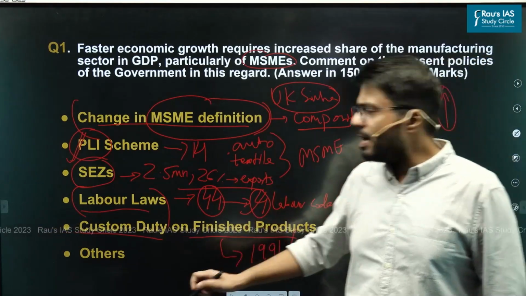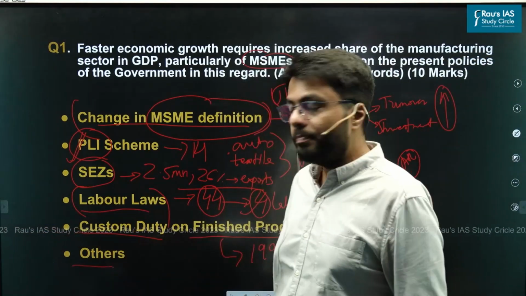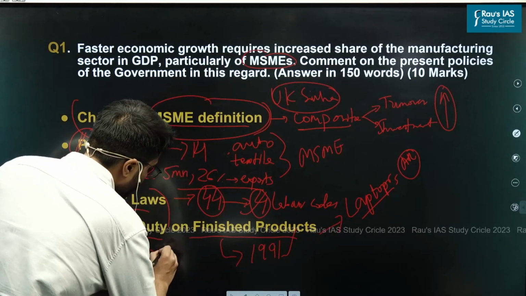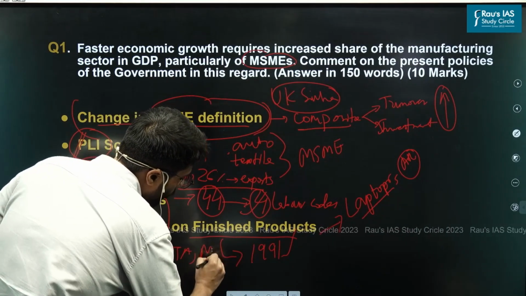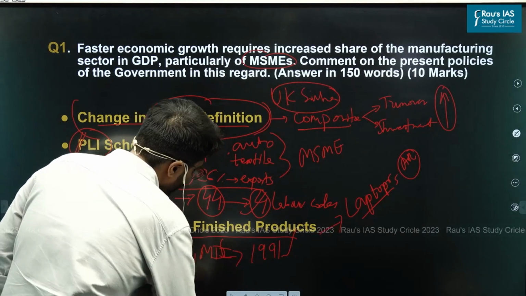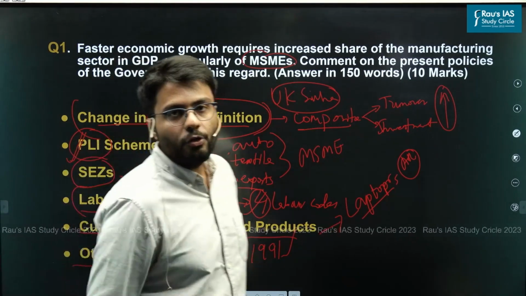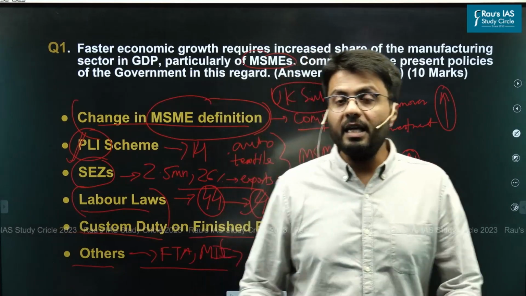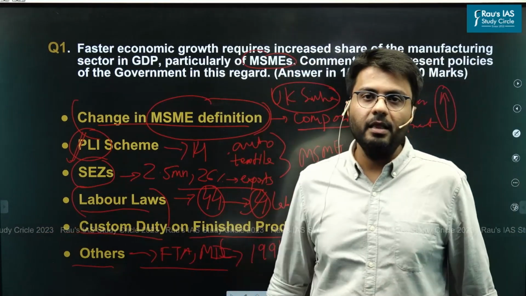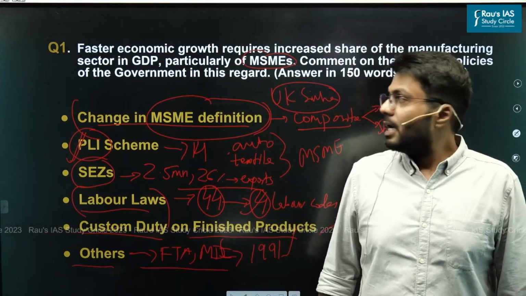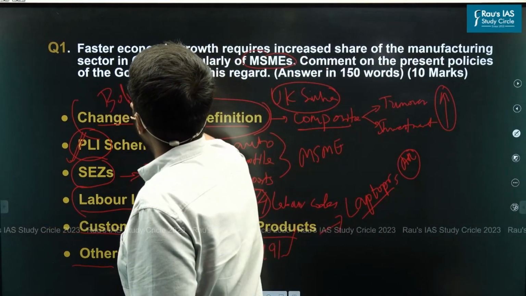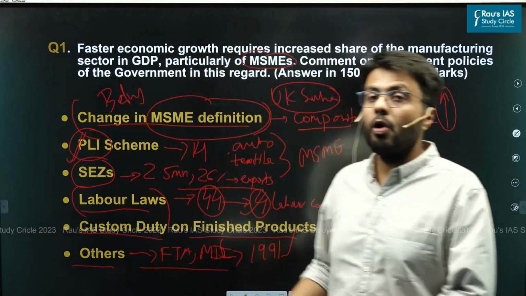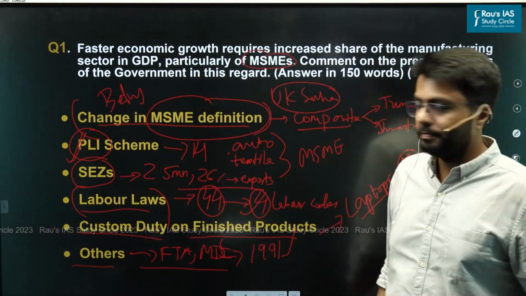There are other measures as well. For example, government has signed many foreign trade agreements as well as brought forward the Make in India initiative, both of which are intended to promote exports and increase the share of manufacturing in the domestic sector. Now, after we have dealt with the body of this answer, let us take a look at what should be the conclusion for this answer.